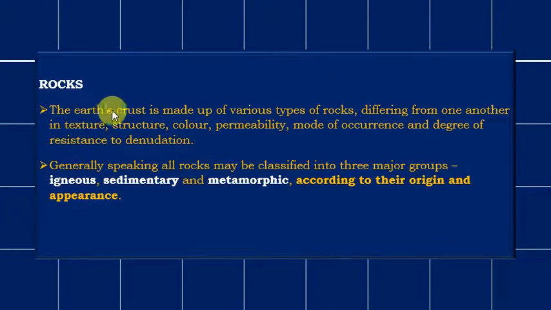Rocks. The Earth's crust is made up of various types of rocks, differing from one another in texture, structure, color, permeability, mode of occurrence, and degree of resistance to denudation. Generally speaking, all rocks may be classified into three major groups: igneous, sedimentary, and metamorphic, according to their origin and occurrence.